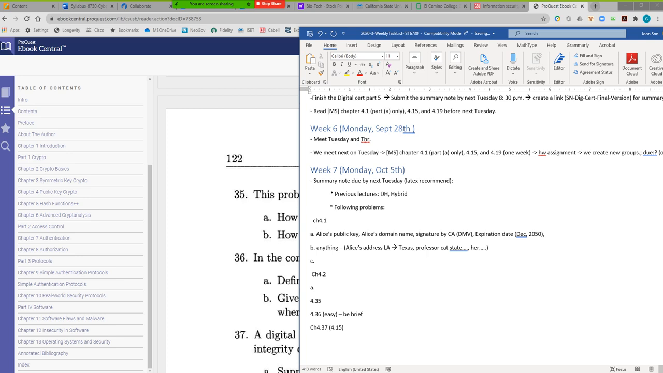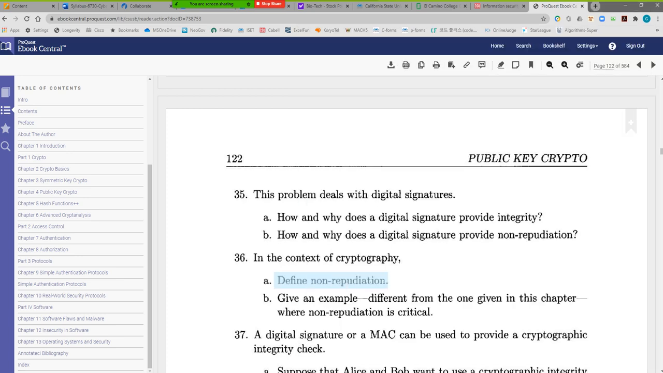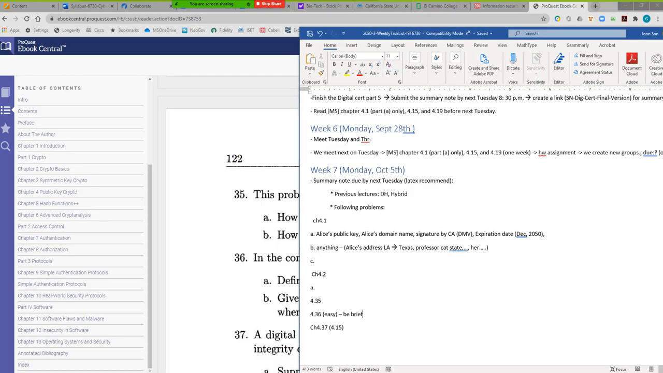So 4.36 is to define non-repudiation. Please define it, and then give an example, different from the one given in this textbook, where non-repudiation is critical. So be brief. Just come up with an example or a scenario where non-repudiation is critical. Think about it. This 36 you don't really need my help with.